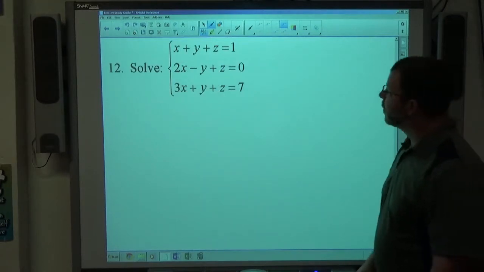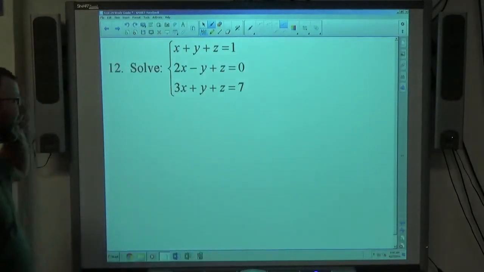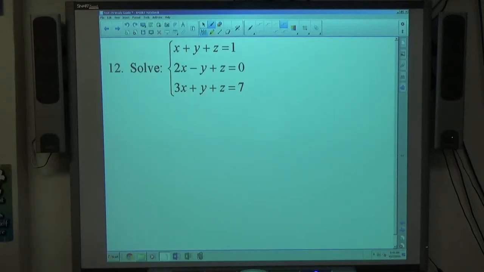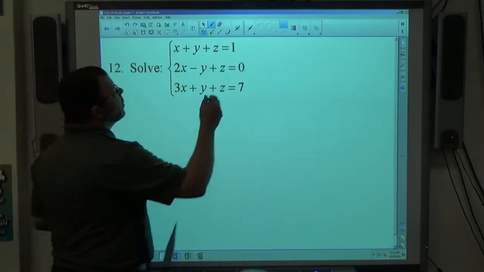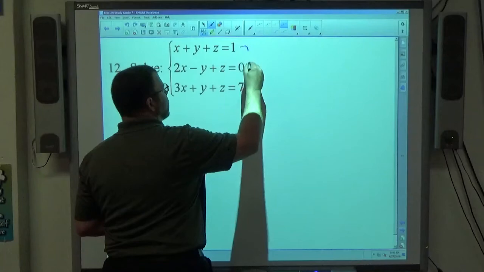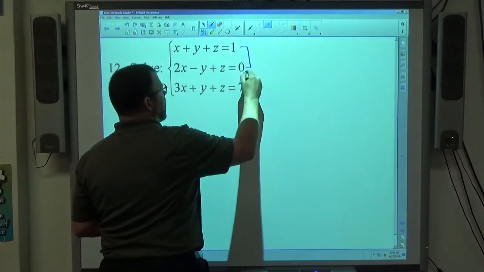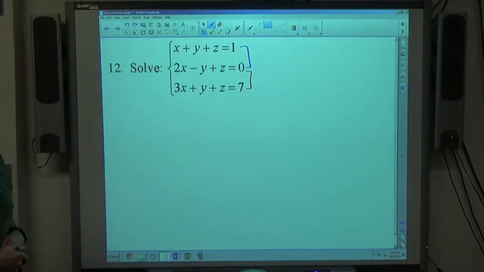Number 12, system of 3 equations, 3 unknowns. I can get rid of x, y, or z to begin with. Your choice, doesn't matter. Just looking at it, y minus y cancels very easily. I'd probably get rid of y.